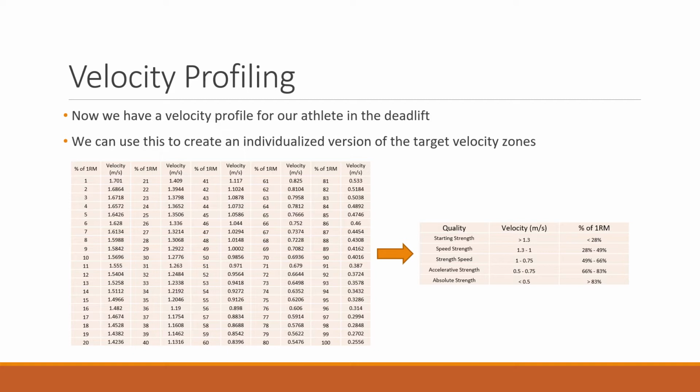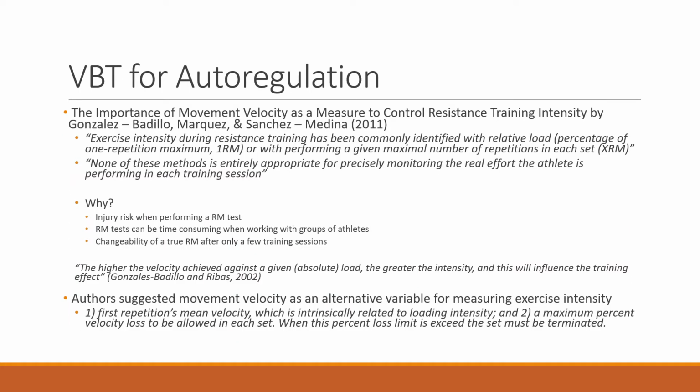So now I can prescribe more accurate and more individualized target zones to target specific strength qualities such as speed strength or strength speed. Before explaining how VBT can play a role in autoregulation, we will draw on two papers where the authors propose VBT as an alternative to more traditional methods of programming, such as the percentage-based system, where we perform a 1RM testing procedure and assign percentages for the following training phase based on the athlete's 1RM.